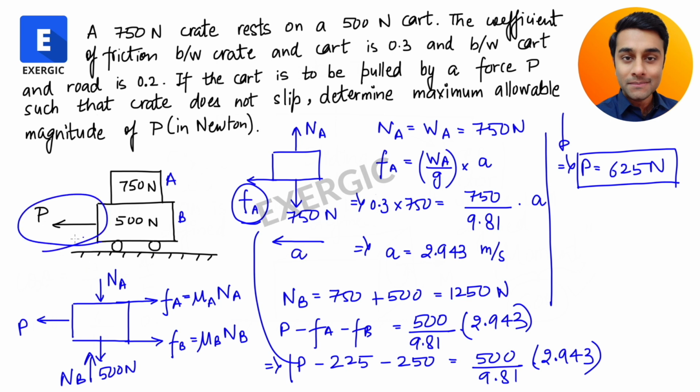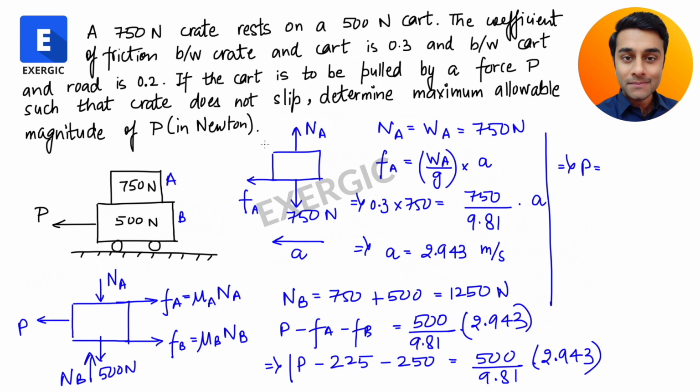You got the point. If you increase P, the actual acceleration of this lower cart will increase, and upper crate cannot sustain that value of acceleration. It will start slipping backwards. This is the funda of this question, right?